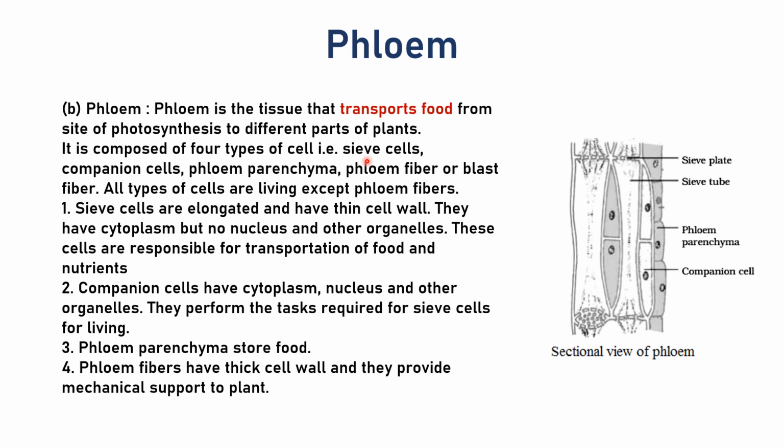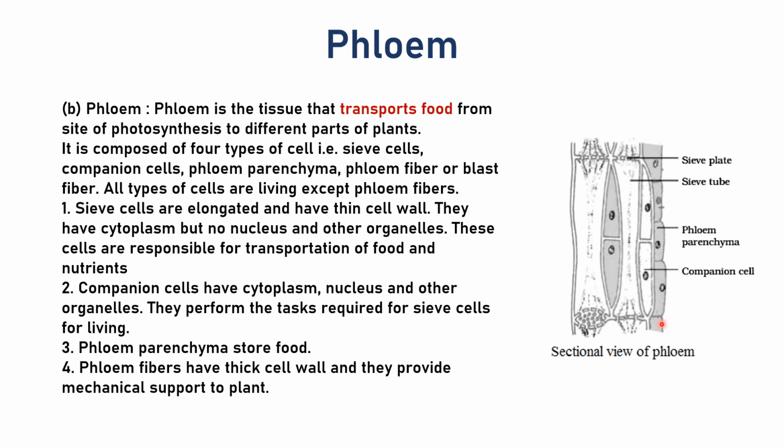So basically four types of cells: sieve cells, companion cells, phloem parenchyma, phloem fiber. Phloem fiber is sometimes also known as phloem sclerenchyma, and it is also known as bast fibers. Clear? So all these types of cells are living cells. What about the xylem? Xylem was made up of dead cells. Phloem is made up of living cells, so all these cells are living cells, right?